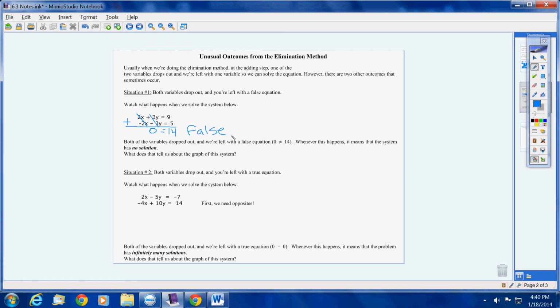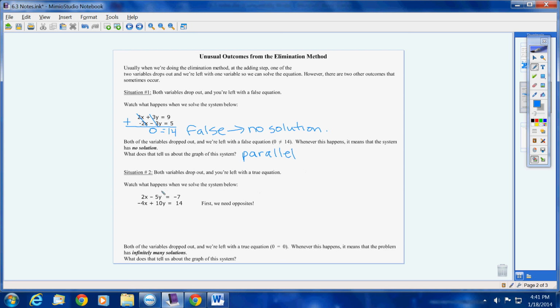And what does that mean for us in our system? What solution do we write? Well, if it's false, that means there's no solution. There's no answer. Remember when we graphed what happened when we had no solution? That's right. It means the lines are parallel. What does that tell us about the graph of the system? That means the lines are parallel, because parallel lines do not touch and do not intersect. So they're not ever going to have a point in common.